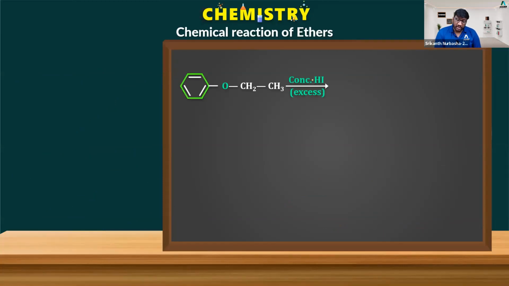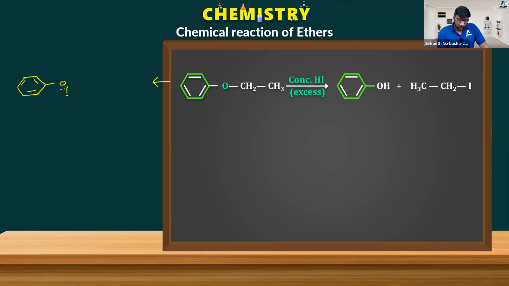C6H5OCH2CH3 treated with concentrated HI in excess. You will get what? Obviously, the lone pair of electrons attacks H plus, so you will generate this species, OH with a positive charge on oxygen, CH2CH3. Is there a possibility of CO bond cleavage? Like the phenyl group and oxygen, that bond can never be cleaved because it exhibits partial double bond character. So you have to cleave the other bond only.